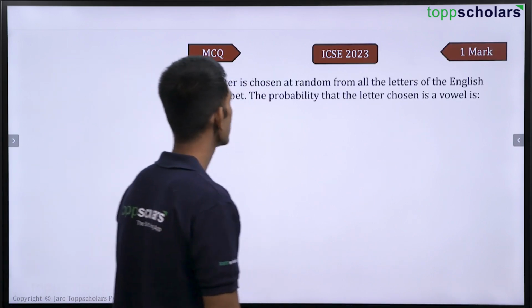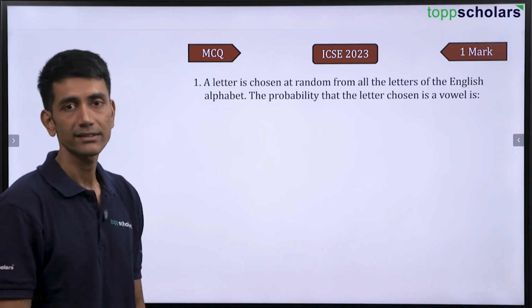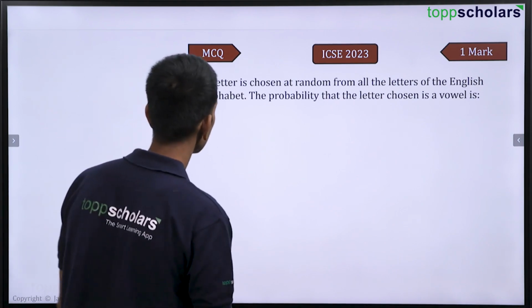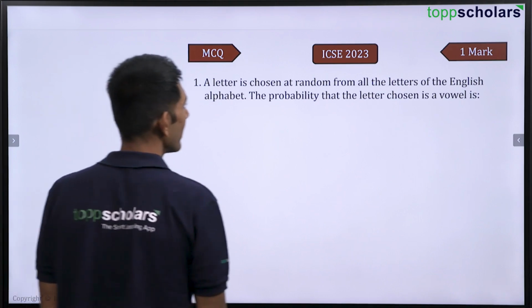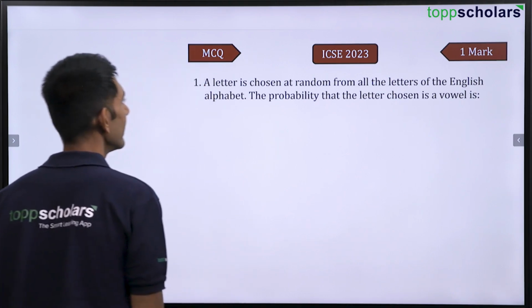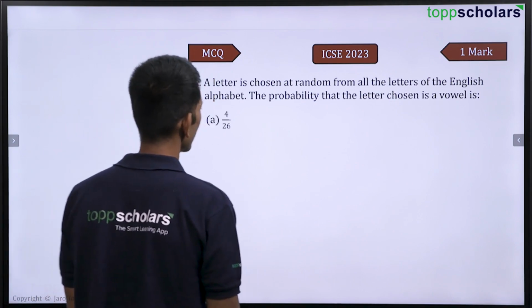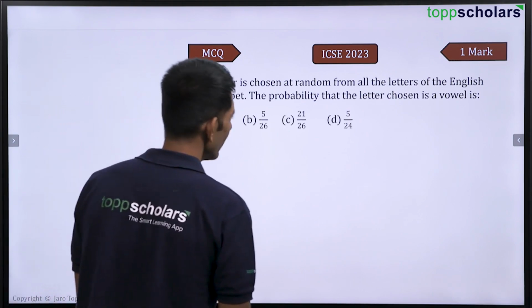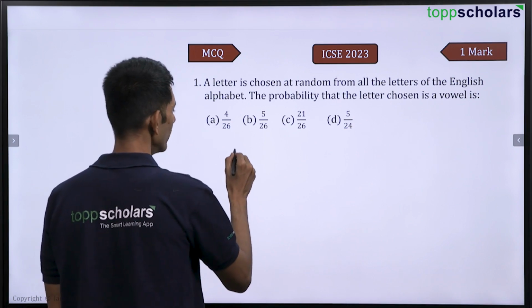It is an MCQ based question. It was asked in ICSE 2023 for 1 mark. So a letter is chosen at random from all the letters of the English alphabet. The probability that the letter chosen is vowel is what? Now this is a simple question, right? Because we know number of vowels.